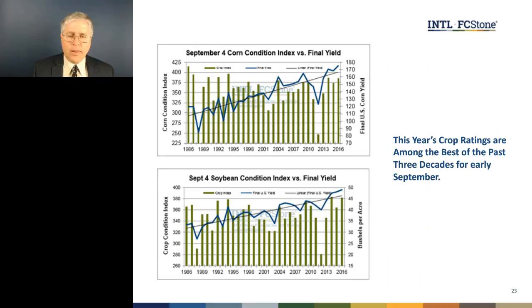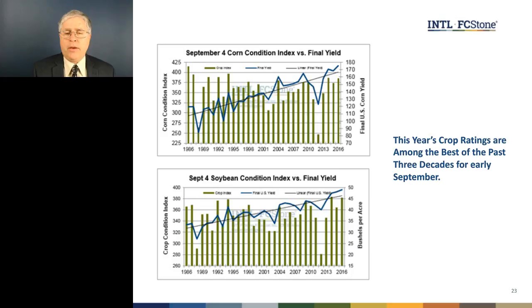This graphic once again shows our condition index scores for corn on the top, soybeans on the bottom. Later today, we'll get the numbers for this week, so this is last week's data. And you can see the green bar on the right is this week's condition score relative to other years at the same time of the week, early September.